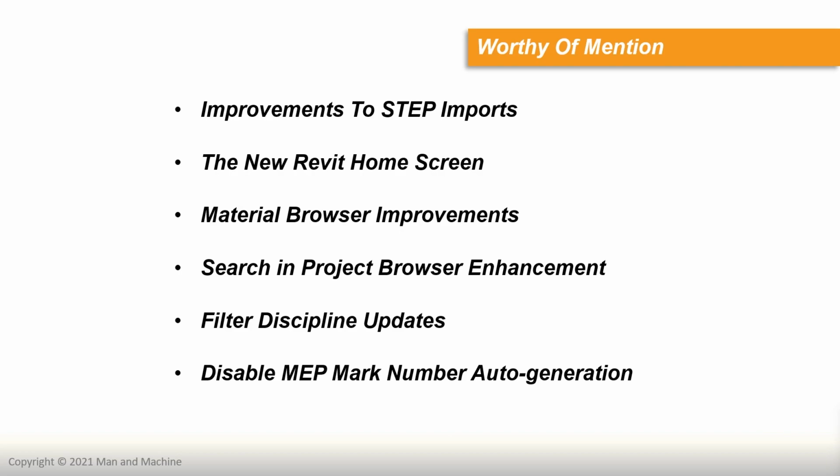Filter discipline updates. So if you're using, for example, the visibility graphics override, you're turning categories on and off, you're turning your furniture off, you're turning doors and windows on, you want to see your ducting, your pipes, your pipe fittings, you've got all those different categories that you turn on, turn off, you make them half-tone, you change the colour of. At the top of that list, you've got the filter categories, so you can filter the list because it can be quite a long list between architectural and MEP and systems and so on.